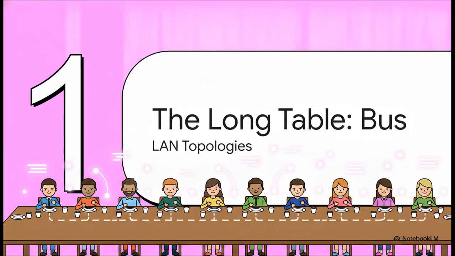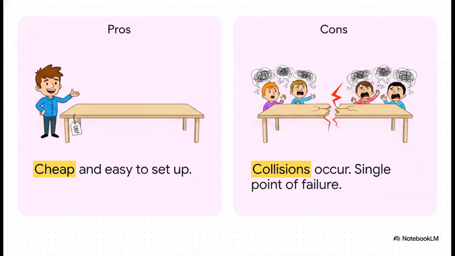All right, Section 1, the long table, also known as the bus topology. Picture seating literally all of your guests along one incredibly long communal dining table. That table acts as a single main pathway, or a backbone cable, connecting everyone.